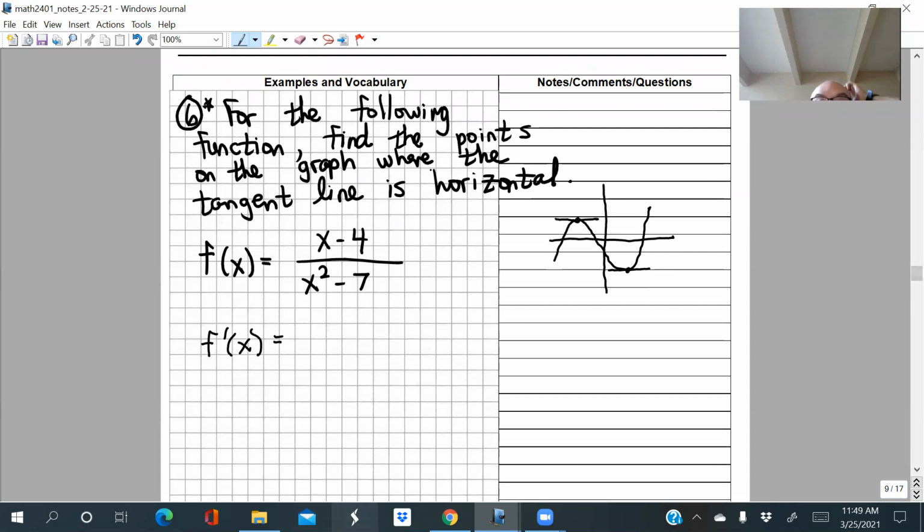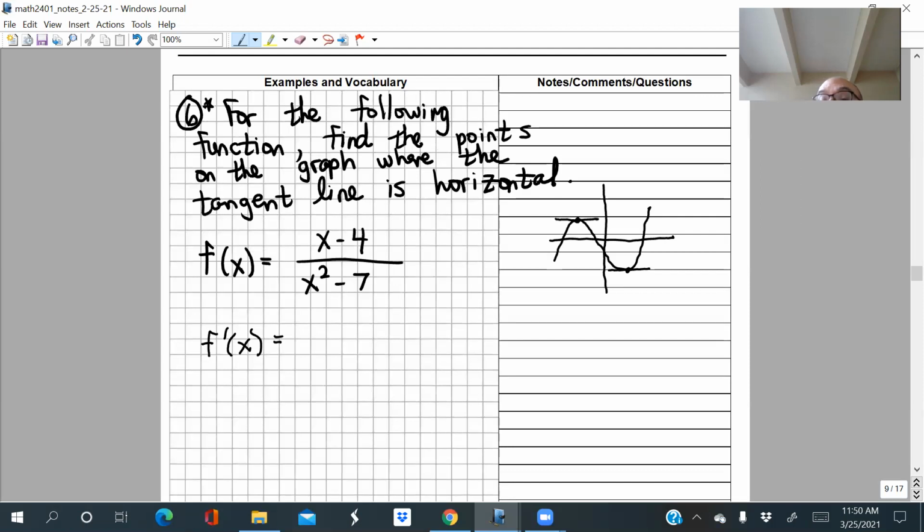So we had this function x minus 4 over x squared minus 7, and we were asked a geometric question about this problem, right? We wanted to know where on the graph of this function the tangent line is horizontal, okay? And so we discussed this a little bit beforehand, right? Before we left last time.